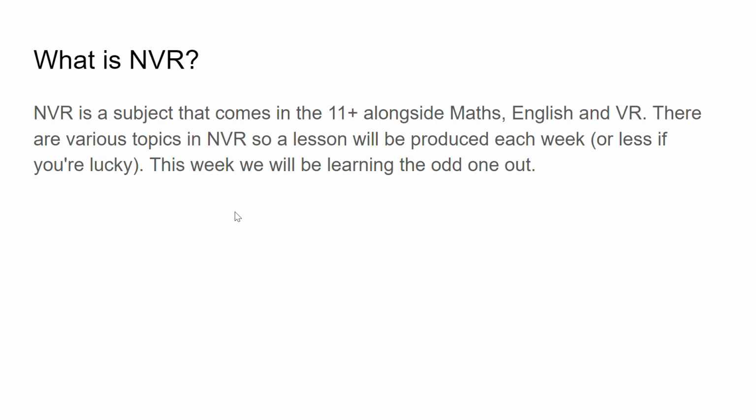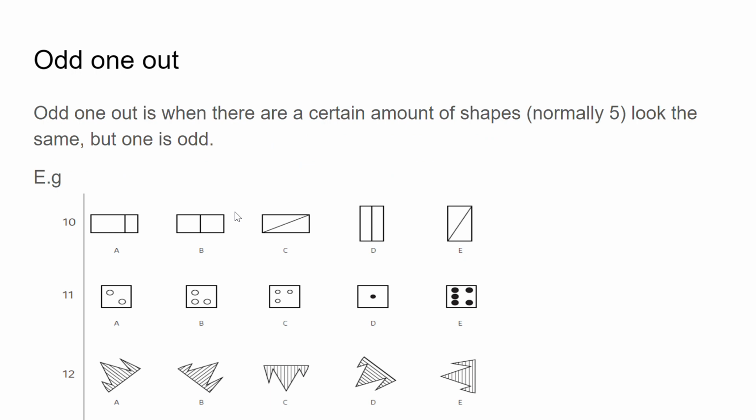NVR is a subject that comes in the 11 plus alongside maths, English, and VR. There are various topics in NVR, so a lesson will be produced every week, or less if you're lucky. This week we'll be learning about the odd one out. Odd one out is where there are a certain amount of shapes, normally 5, that look the same, but one is odd. So let's go through these questions.